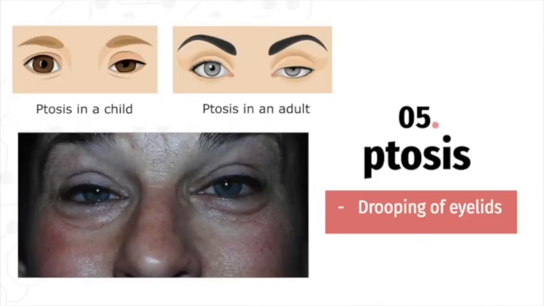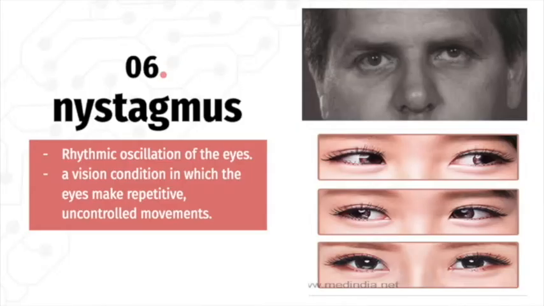Ptosis, which is the drooping of eyelids. Cranial nerve palsies can result in drooping of the eyelid, or as we call it, ptosis. Lastly, nystagmus, which is a rhythmic oscillation of the eyes, or a vision condition in which the eyes make repetitive and uncontrolled movements. Nystagmus is most commonly caused by a neurological problem that is present at birth or develops in early childhood. Acquired nystagmus can occur in diseases such as stroke, multiple sclerosis, or trauma.